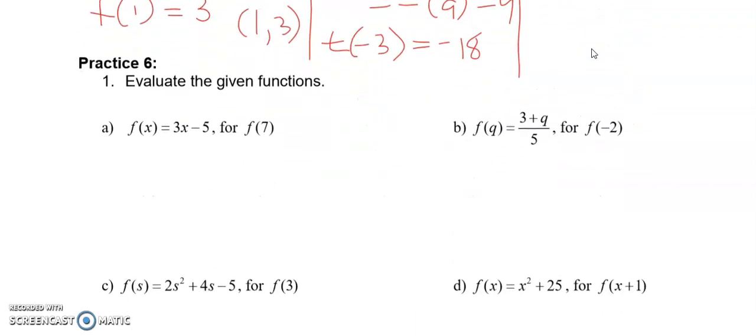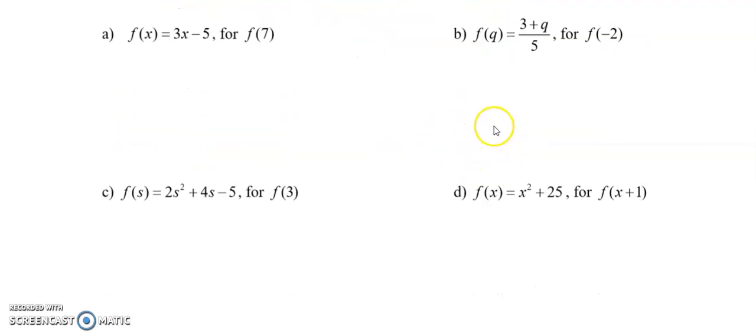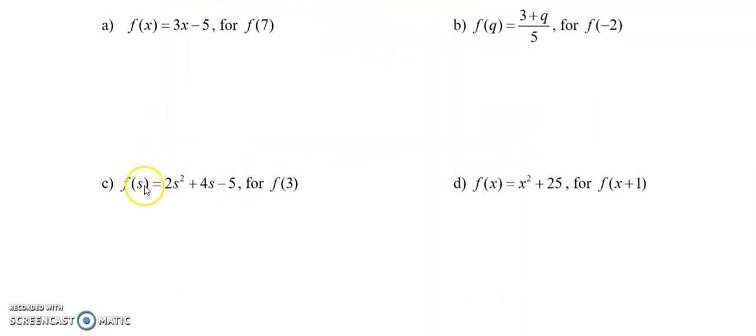Now here's some more examples here, practice number 6. I'm going to leave these for you to try. Most of them they're calling f. So here's f of x. Here's f of q is b. C is f of s. No big deal. You can see s is the independent variable there. And d, they're using f of x equals x squared plus 25.